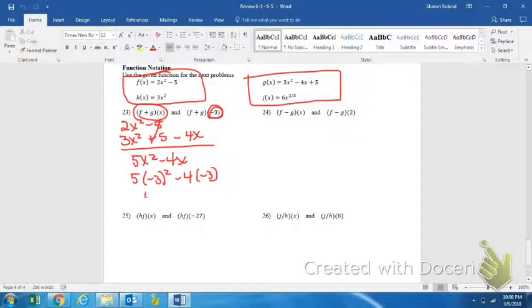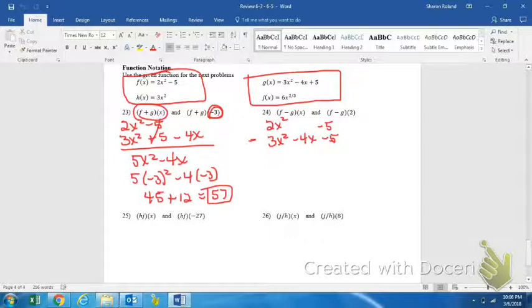5 times 9 is 45, plus 12 is 57. Okay, 24 is f minus g, so that's going to be 2x squared, sorry, and then minus 5. And you're going to subtract g of x, which is 3x squared minus 4x minus 5.